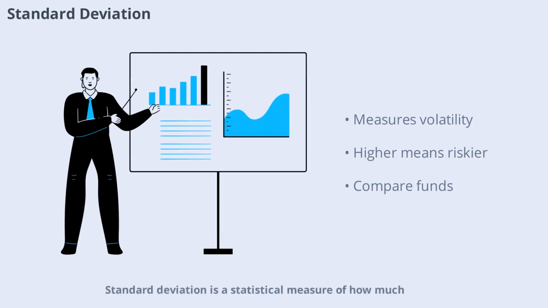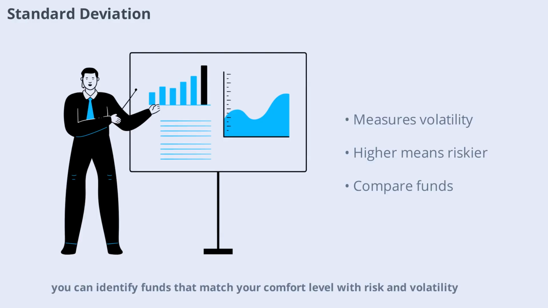Standard deviation is a statistical measure of how much a fund's returns vary from its average over time. A higher standard deviation means more volatility, while a lower one indicates steadier performance. This metric helps investors understand the range of possible outcomes and the level of uncertainty involved. By comparing standard deviations, you can identify funds that match your comfort level with risk and volatility.